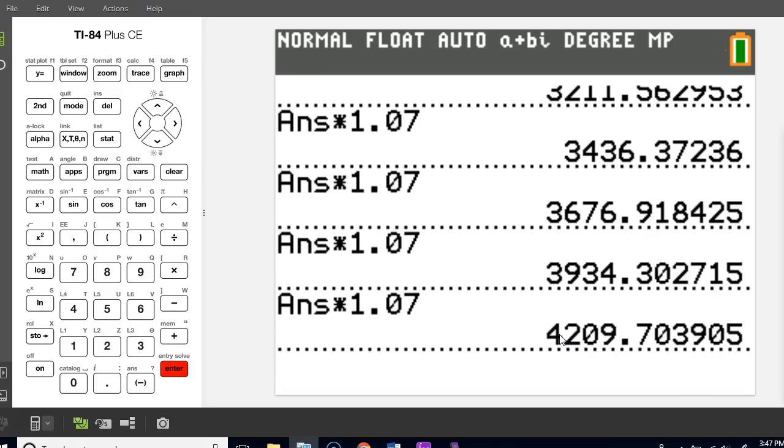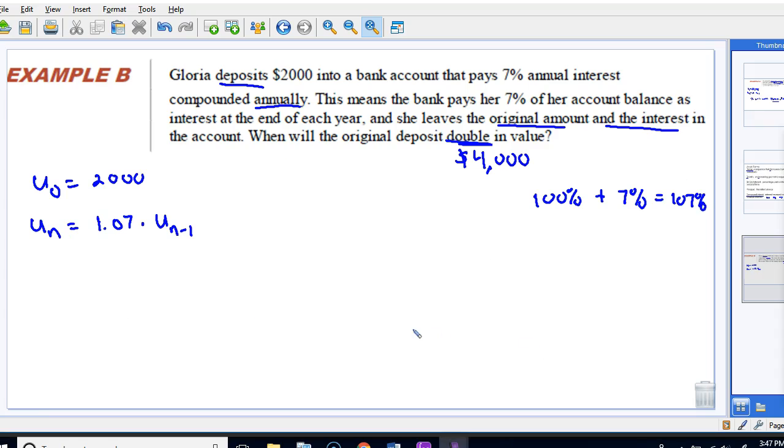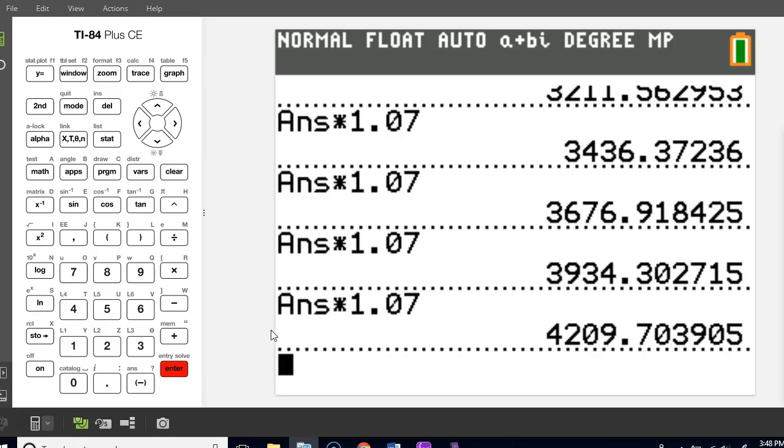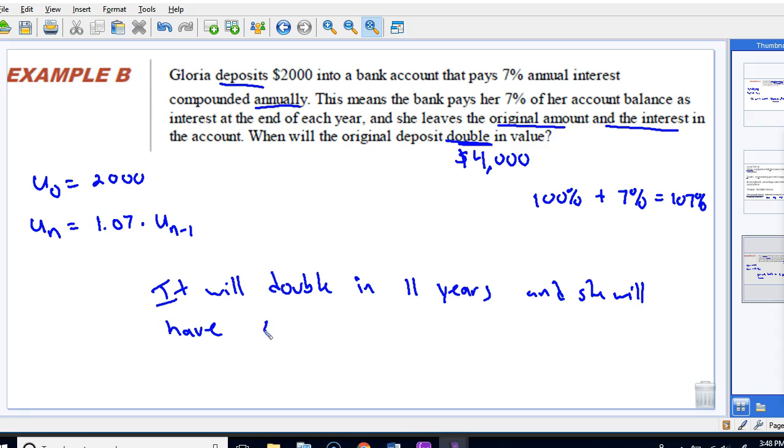That was a lot for me to keep track of. I had to say those numbers out loud so I wouldn't forget. So this may not have been the best strategy if I had to do more, but we got to 11 years. So when will the original deposit double in value? It will double in 11 years, and she will have $4,209.70.